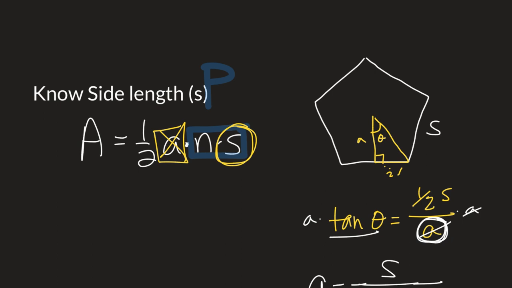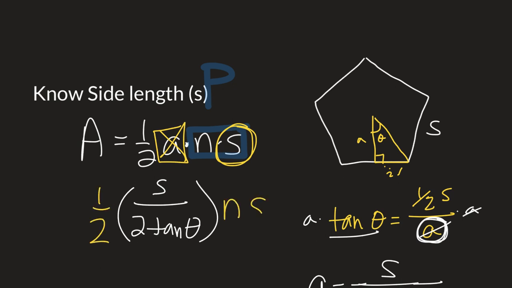So that's going to come over here into our formula now. s over 2 tan of the angle. So everything else stays the same. We still have your 1/2, we still have n, and we still have s. So I have just replaced the apothem with its equal down here. So I'm using substitution, the algebraic concept of substitution. And now I have a formula that has s as my variable.